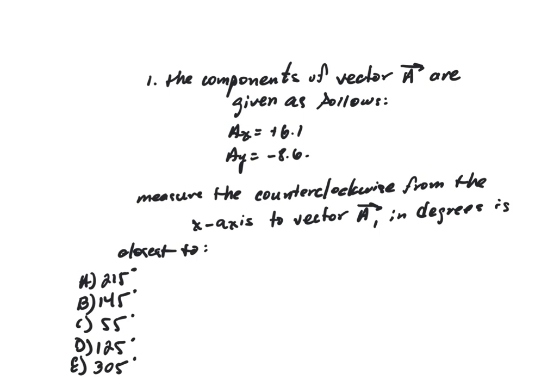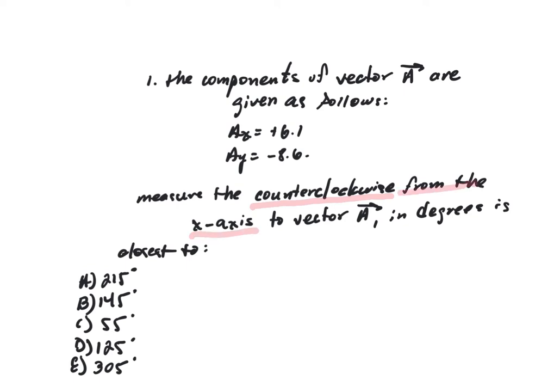So it's asking us, the components of vector A are given as follows. A of x is positive 6.1 and A of y is negative 8.6. Measure the counterclockwise. That's the key word. Counterclockwise from the x-axis in degrees.